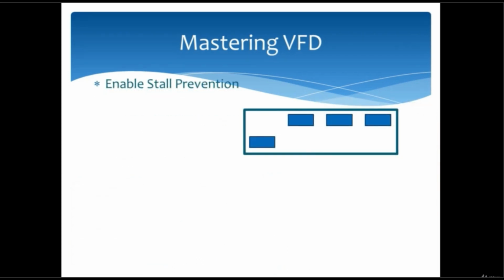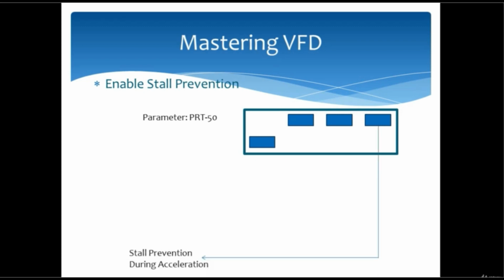This all needs to be enabled first. It can be done by parameter PR.D50. There is a choice of selection. We can select stall prevention during acceleration by enabling the first bit on the right.